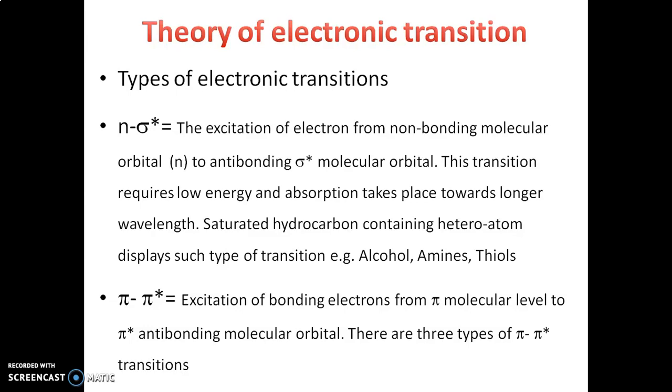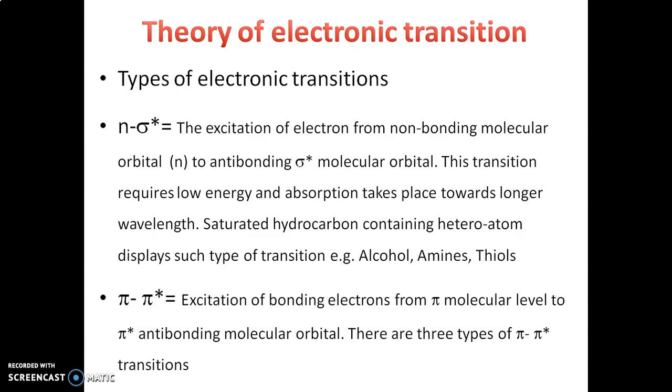Further, n to sigma star transition. The excitation of an electron from non-bonding molecular orbital to the anti-bonding sigma orbital will be called an n to sigma star transition. So again, I will repeat that the molecule consisting of heteroatom like oxygen or halogen along with the sigma bond will be able to carry out the n to sigma star transition. The examples are aliphatic compounds or saturated hydrocarbons containing heteroatoms, like alcohols, amines, thiols.